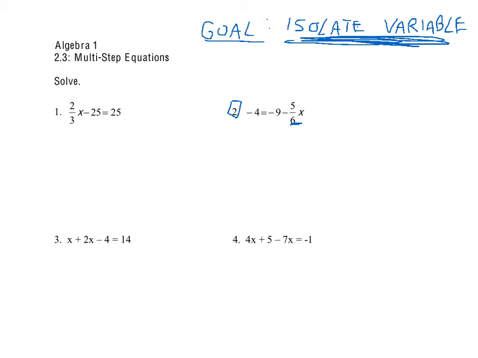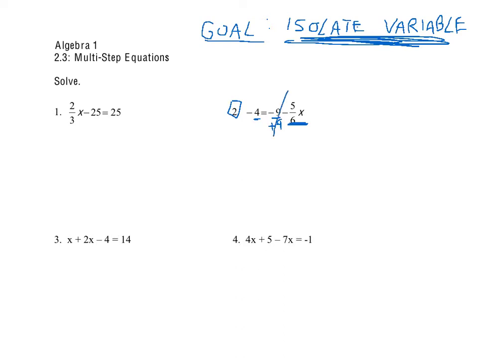Now if I'm doing number 2, I'm only looking at the right side. I don't care about the left side. I don't care about this -4. So I'm covering up that left side, and I'm going to move the -9 over and the -5/6. Now I'm going to move the -9 over first. I always get rid of this coefficient last. So if that's -9, then I'm going to do the opposite. I'm going to add 9.